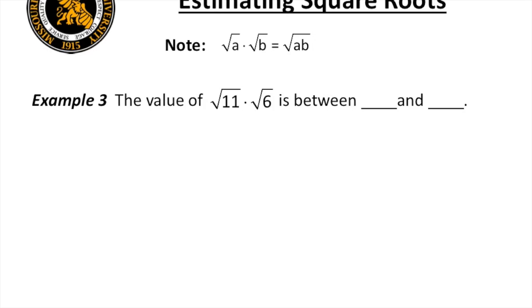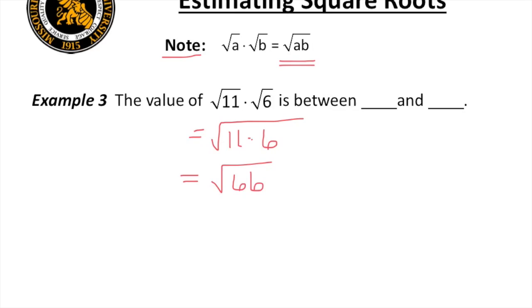In example 3, we're asked to estimate the value of a product of 2 square roots. A note has been written at the top to remind us that when we are multiplying 2 square roots, we can write the product as a single square root. So in example 3, when we're asked to determine the estimate for the square root of 11 times the square root of 6, we can write this as the square root of 11 times 6, all under one square root. And 11 times 6 is 66. So really, we're estimating the value of the square root of 66.